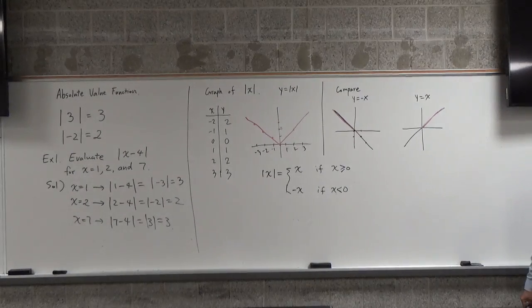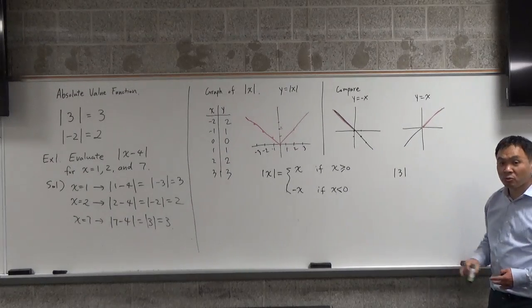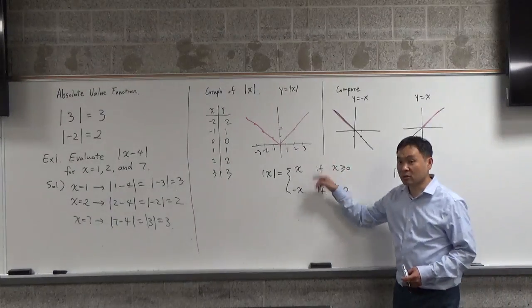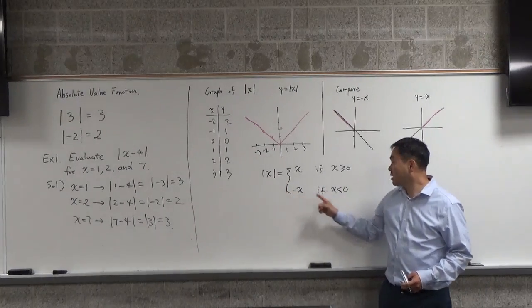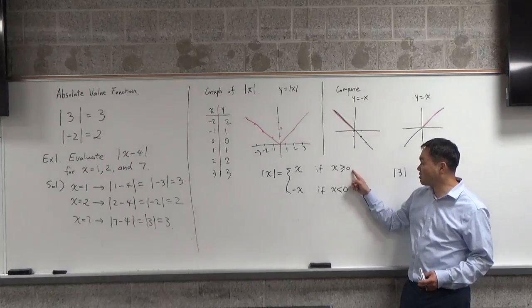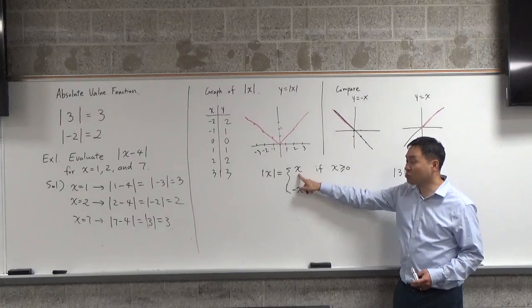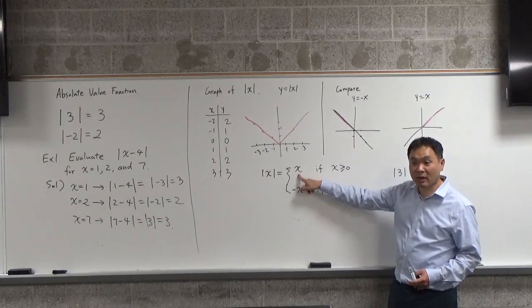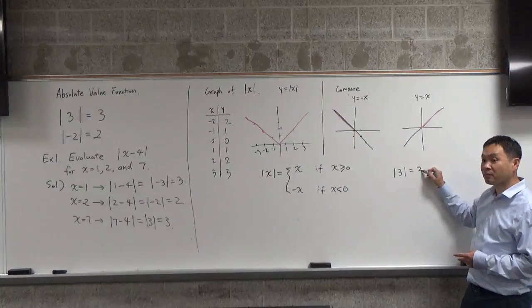All right, so let's see what happens if we evaluate the absolute value of 3 according to this function. That's like plugging in x equals 3. Now, if x is 3, is it greater than 0 or less than 0? Since 3 is greater than 0, it follows this one. What does it say? It should give back what you plugged in. So it does give you 3, right?